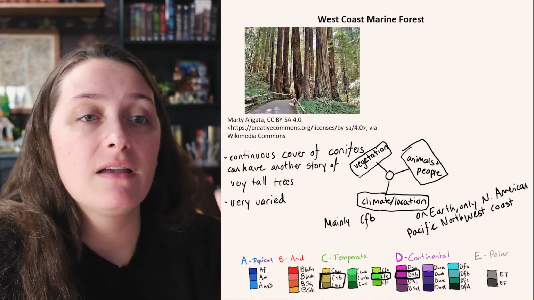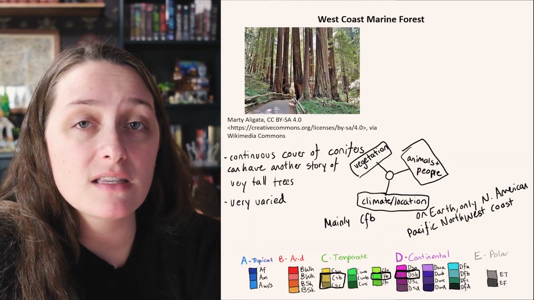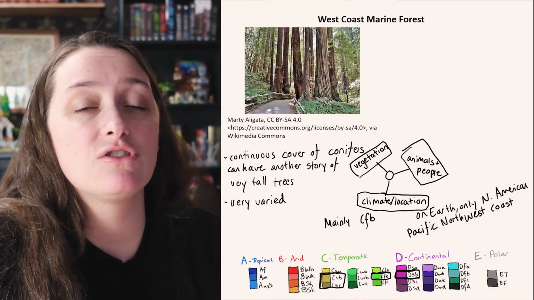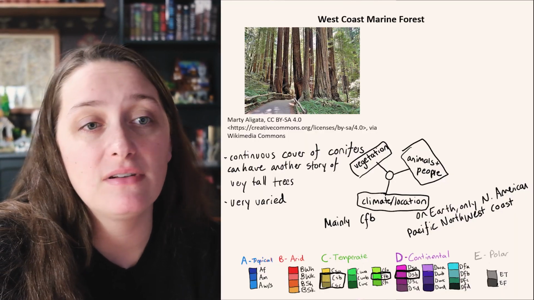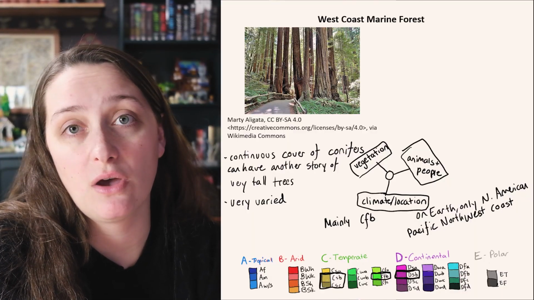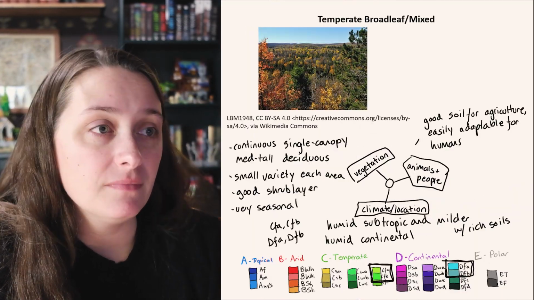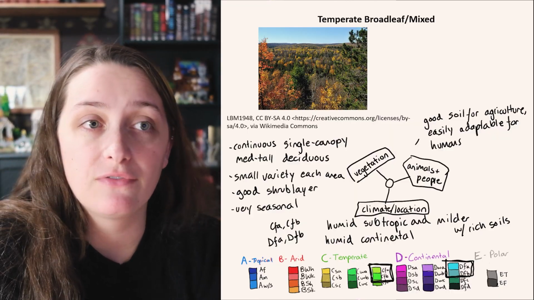And this can vary based on location from almost a woodland to a temperate rainforest based off the proximity to the ocean, the impact of onshore winds, the relation to mountains, etc. And on Earth, these can only be found in the North American Pacific Northwest coast, mainly CFB and some of the bordering Mediterranean climates. Next, we have temperate broadleaf and mixed forest, or our summer green forests.